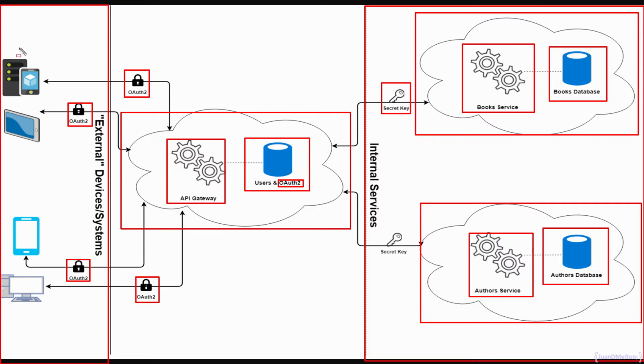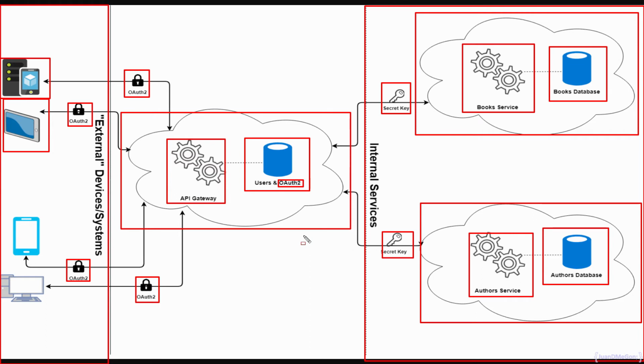But if any external service like this or any other tries to access the book service directly without using the API gateway, it is going to fail because it probably doesn't know the secret key, since it is a security measure. But again, the API gateway already knows the secret key and can get access to both the book service and, of course, the author service. So this is basically the architecture that you are going to implement.